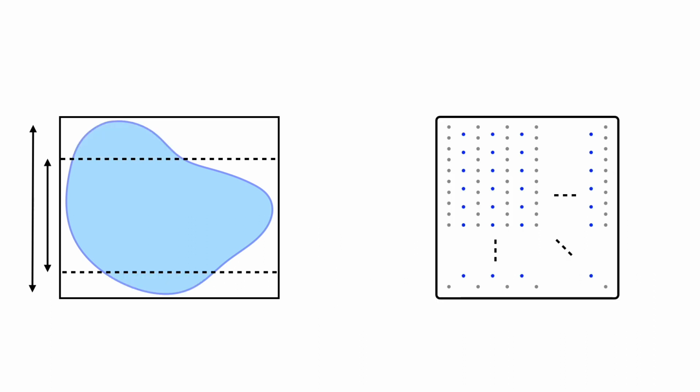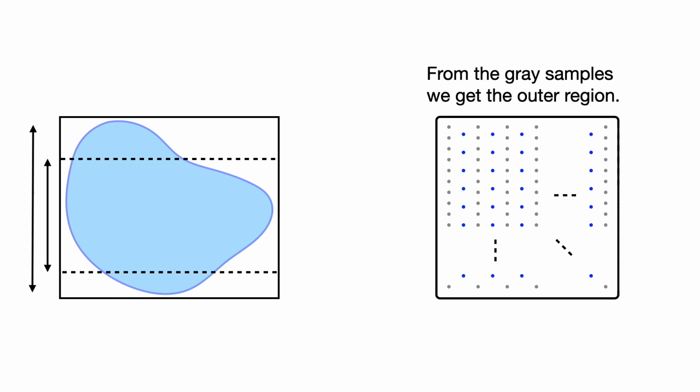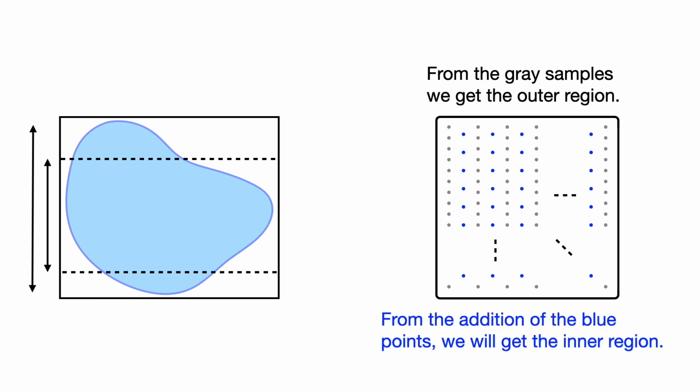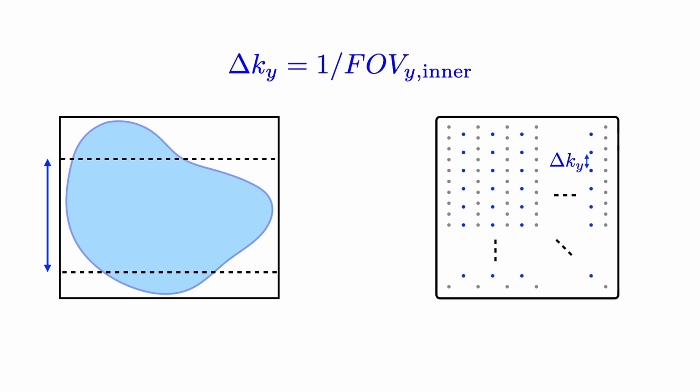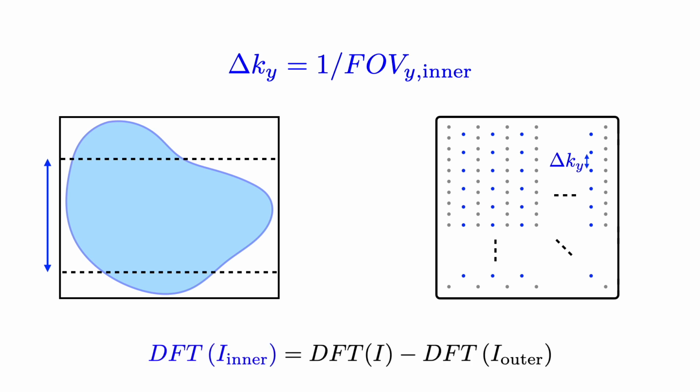This is the sampling pattern that we're going to use to reconstruct the image. From the gray samples, we get the outer region. From the addition of the blue points, we'll get the inner region. Due to the reduced vertical extent, we'll be able to separate out the blue points more than we were able to the gray points. And this will be how we reconstruct the inner portion of the image.